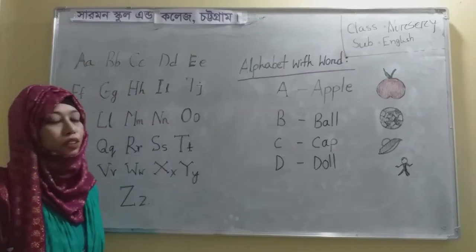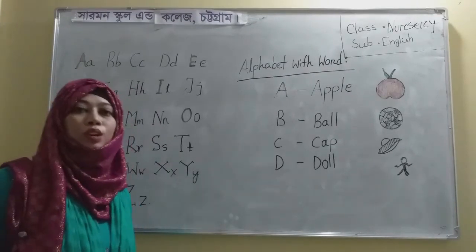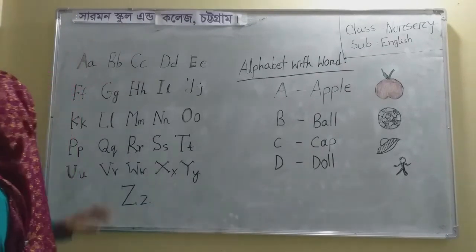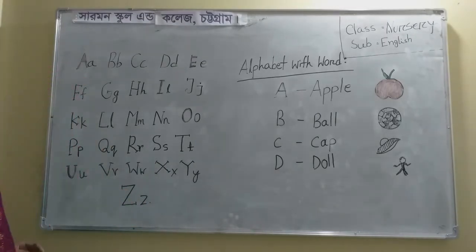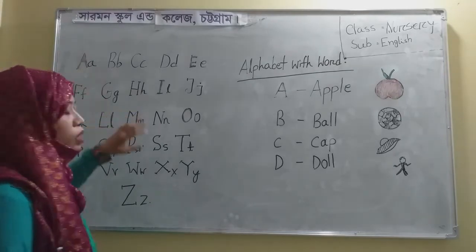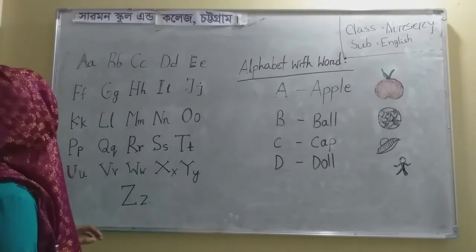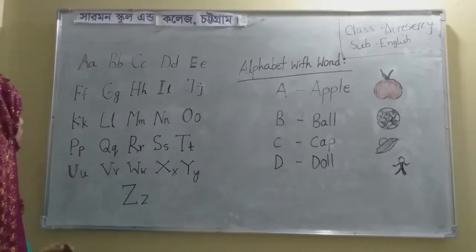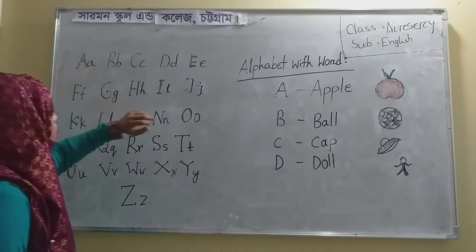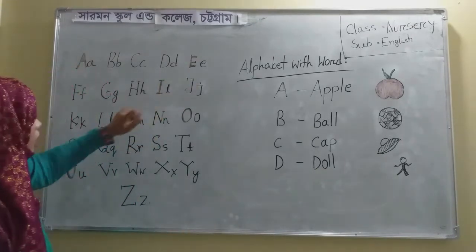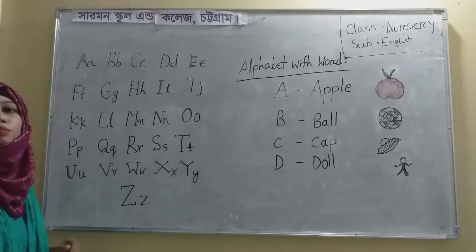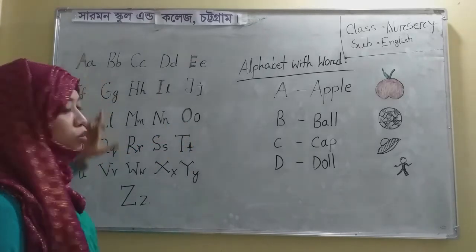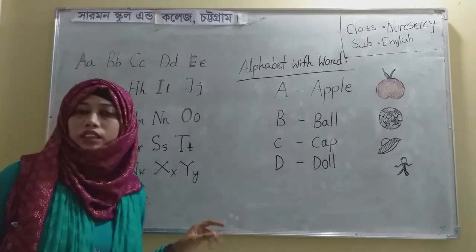Today I will be taking a class of English alphabet. So let's start our class. There are 26 letters in the English alphabet. The first 5 are vowels and the last 21 letters are consonants. A, E, I, O, U. These are vowels and the last 21 letters are consonants.